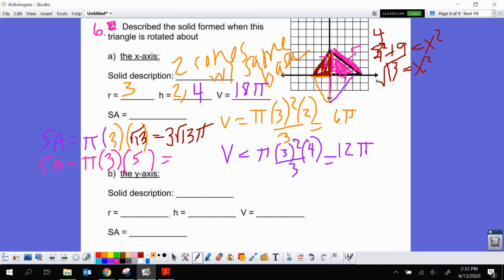Again, you can add pi r squared, but you're just going to have to take it away because you cannot see that circle because they're connected. And so here, this would just be 15 pi. So if we're talking about the surface area, it doesn't really matter the order you put these in, but 15 pi plus 3 root 13 pi.